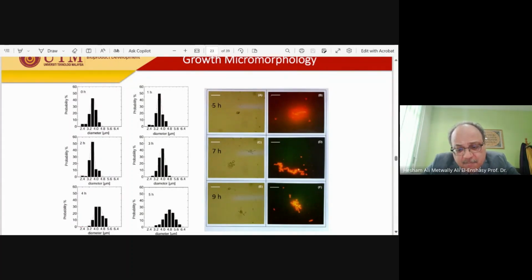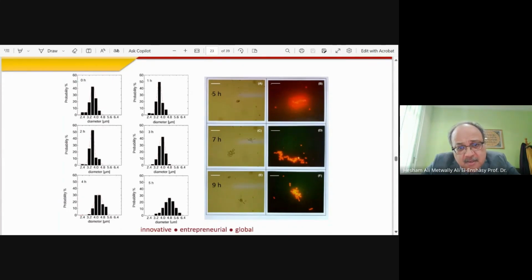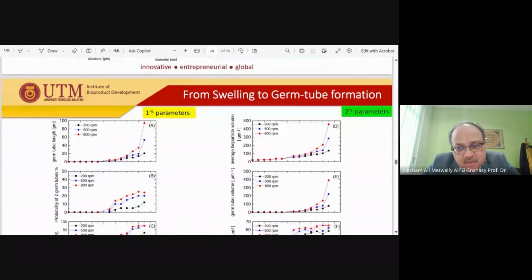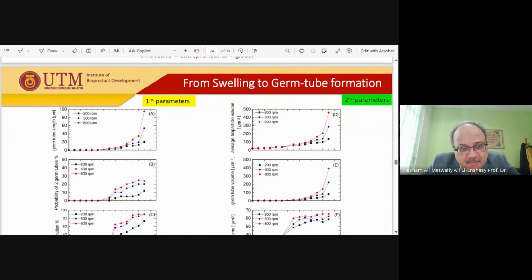And then we follow up the swelling of the spores and also germ tube formation. From swelling to germ tube, we find the primary parameter, germ tube germination, as a function of shear stress. At different agitation, we can follow how it goes up. We see that germ tube length is proportional to the agitation in the big bioreactor. It means they make a faster growth rate.